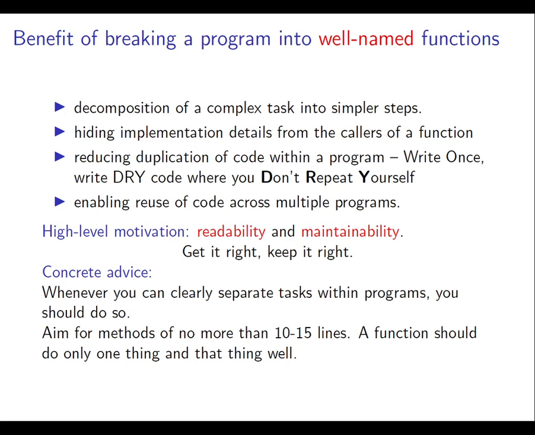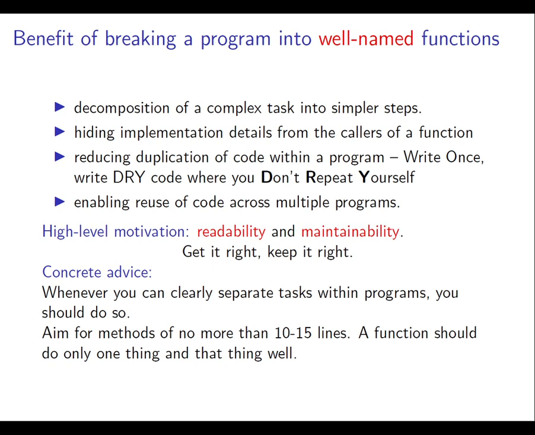So that might be seeming a bit airy-fairy. Concrete advice: whenever you can clearly separate tasks within programs, and we'll see some more examples as we go on through this lecture, you should do so. And by the way, this is already a useful thing to do, even if you're talking about writing a function which will only be called once. The reason is that you get the benefits of decomposing a complex task into simpler steps, even if one of your steps is only used once, and you get many of the benefits of hiding implementation details and so on, even for a function which is only called once. But of course, if your function is called many times, you get even more benefit.